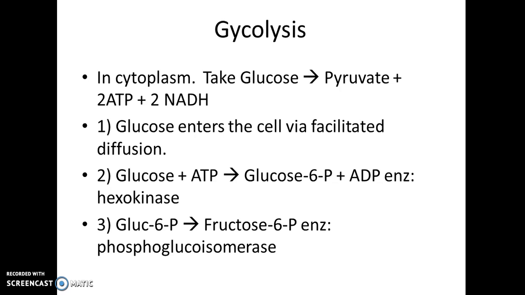The third reaction, we take glucose 6-phosphate and we're going to change it into the isomer of glucose, which is fructose 6-phosphate. It's an isomer. Remember, same molecular formula, just a different shape. And the enzyme that does that, it's a great enzyme name because it tells you exactly what it does, is phosphoglucoisomerase. It changes glucose 6-phosphate into an isomer, which is fructose 6-phosphate. Pause it if you need to.